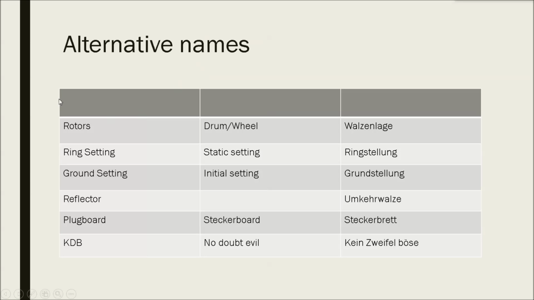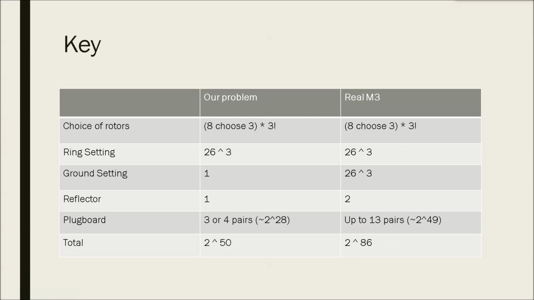So that concludes part 1 of the presentation. Okay, welcome to part 2 of the presentation. We will continue by talking about the key, or the different settings, of the Enigma machine. This is specific to the naval M3 version of the Enigma machine.